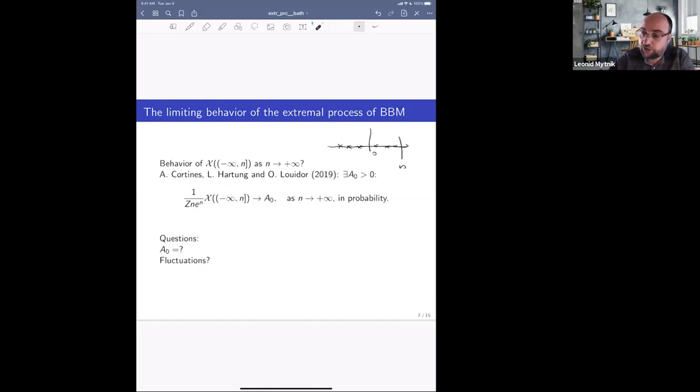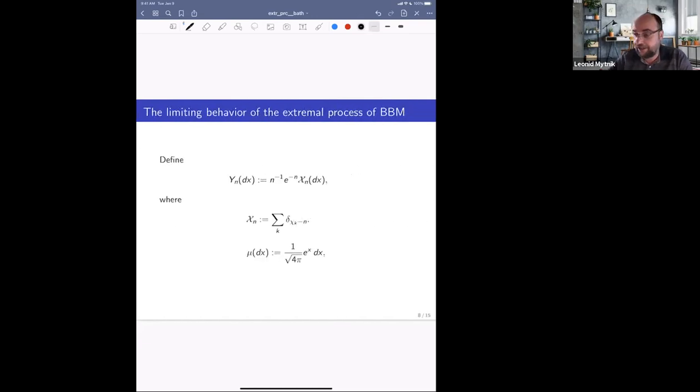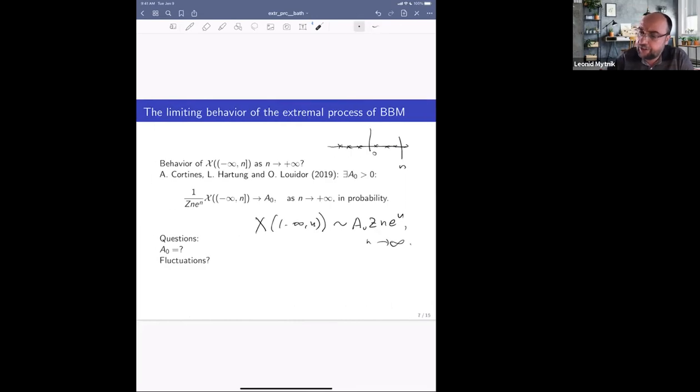Essentially they showed that the number of particles, as n is large, increases like some constant times z times n e^n as n goes to infinity. This is how it increases. Now from here I state our result, which is a little bit more general. By the way, sometimes we call this result the law of large numbers, and the result about fluctuations the central limit theorem.